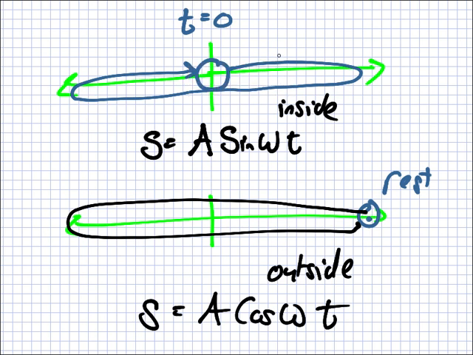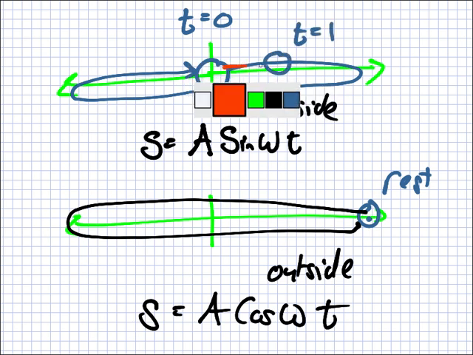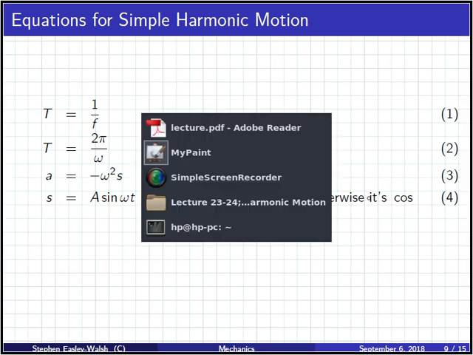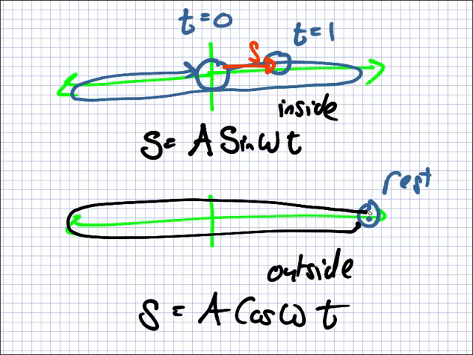So for example, if you want to know here when t is 1, where is it? You want to calculate the S. Then it's A sine omega 1. So you have two formulas. It's A sine if you start from the equilibrium. Otherwise, it's cos if you start out here. So you have two formulas, okay?